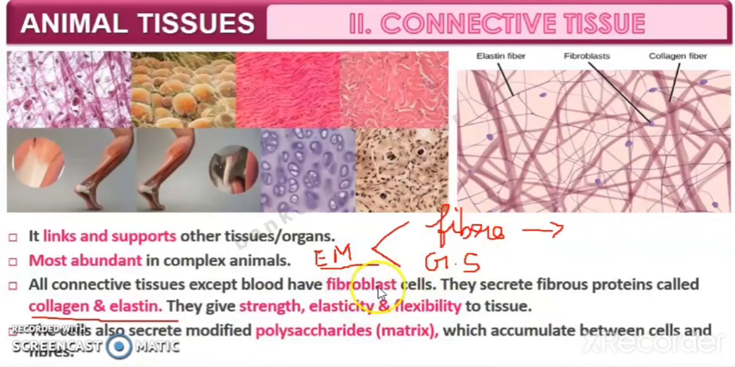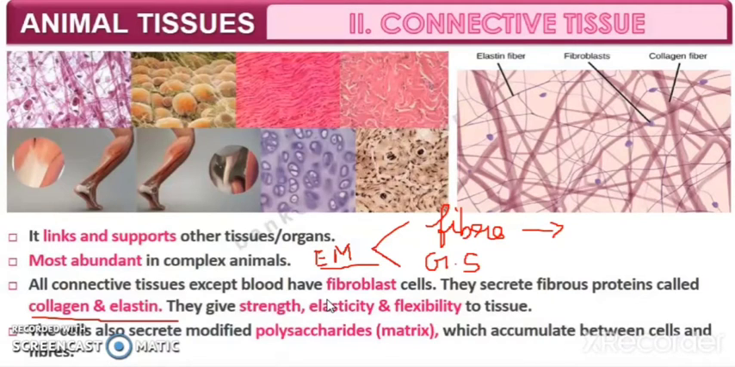The same ones who produce fibers, the fibroblasts, are the ones who produce this ground substance, right? So the cells, that is the fibroblast cells, will secrete some modified polysaccharides which accumulate between cells and the fibers. Clear, children? So the fibroblast cells also secrete modified polysaccharides, right? And they accumulate between the cells and the fibers, and they act as the matrix or the ground substance. Clear? So extracellular matrix includes the fiber and ground substance. Clear with it, children? Okay, now let us move on to the next part.